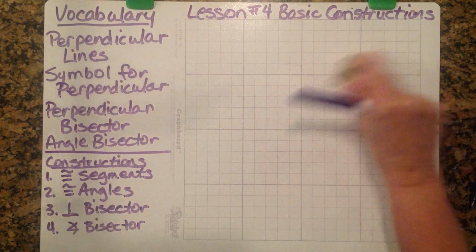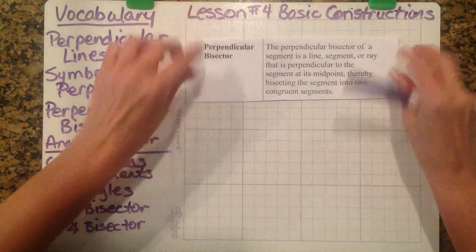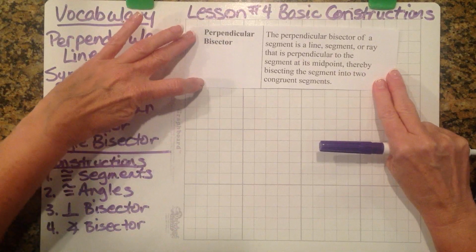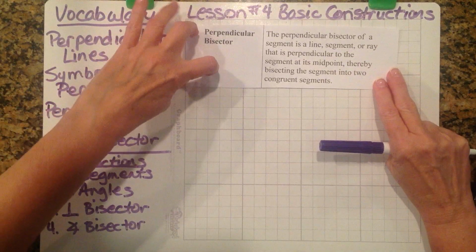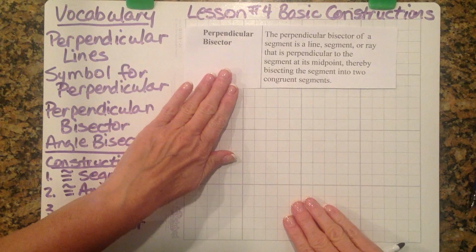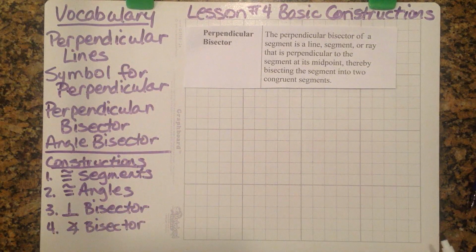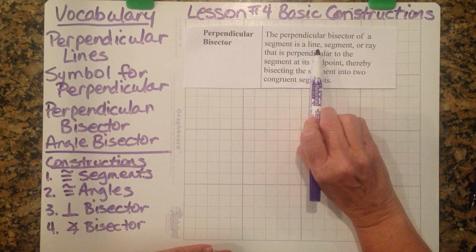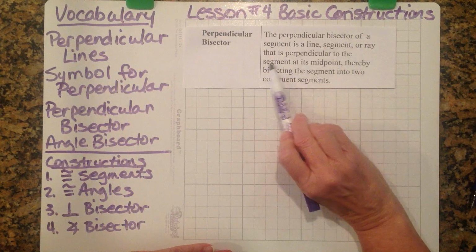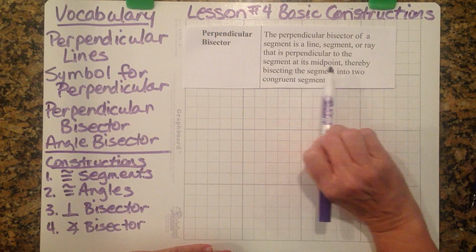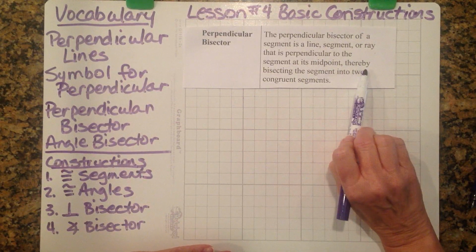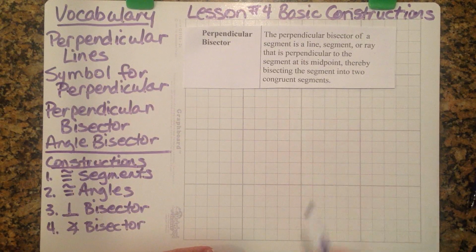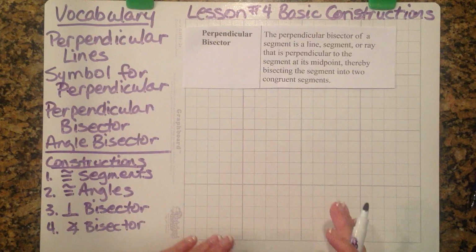So use that symbol for perpendicular. Our next word, and this is a little bit longer, is perpendicular bisector. Well, let's take this in parts, and then I'm going to just sketch a diagram, and then we'll do something with a basic construction in just a minute. The perpendicular bisector of a segment is a line, segment, or ray that is perpendicular to the segment at its midpoint, thereby bisecting the segment into 2 congruent segments. So let's take this in parts and draw it.